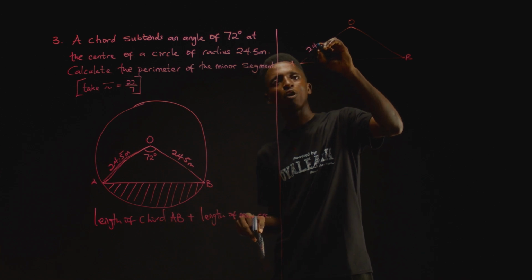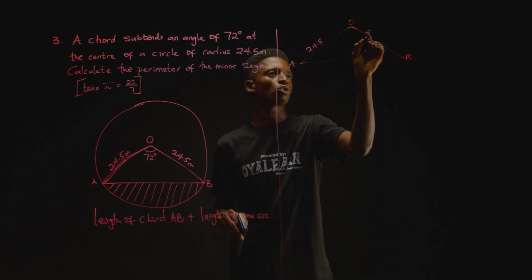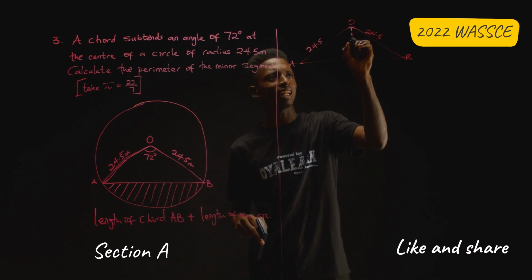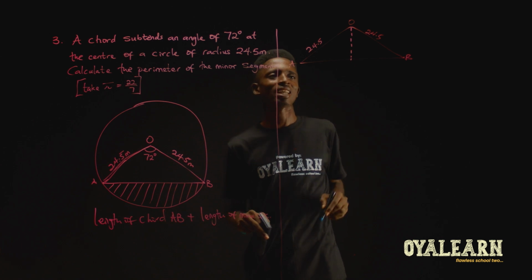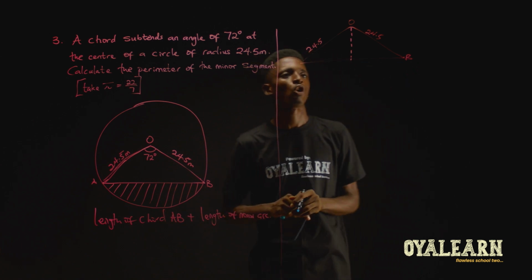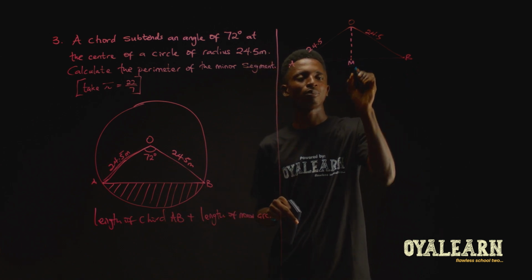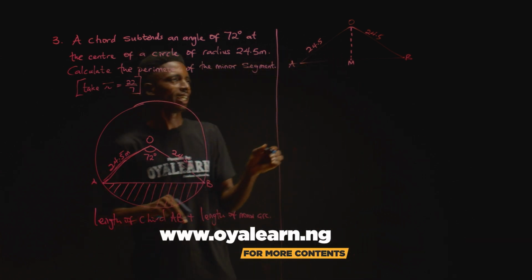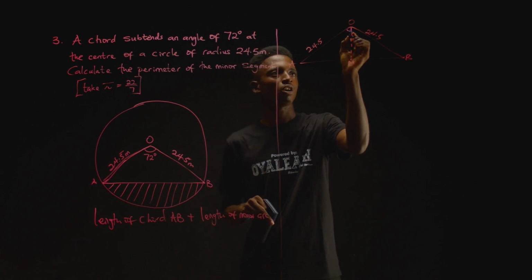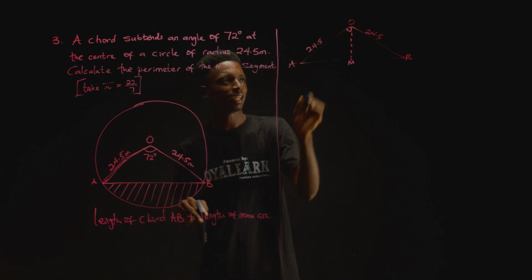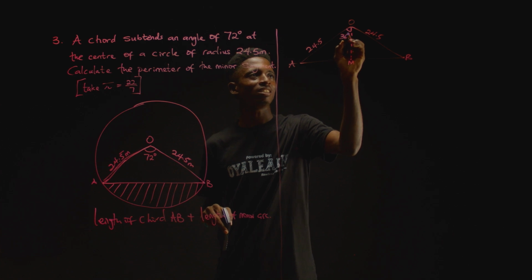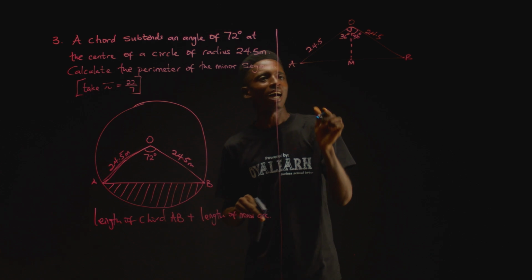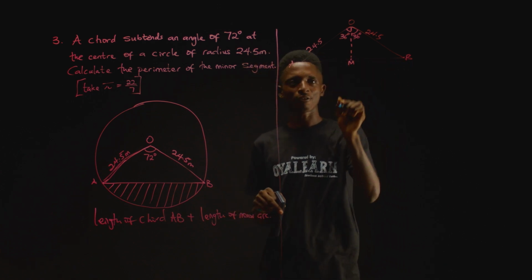This is 24.5, just as this is 24.5. So if I draw a line like this to bisect this chord here at point M, you will see that this angle divides into two. Meaning what we are going to have here would be 36 degrees, just as what is here would be 36 degrees. And we also know that this length becomes halved, right?